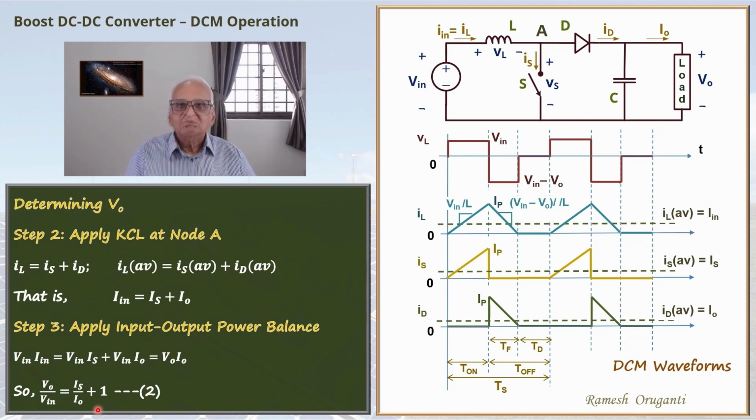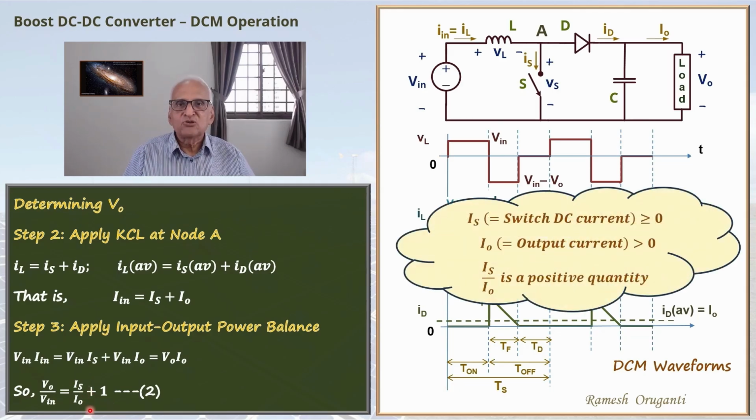Notice this equation. This equation is in an interesting form. It is 1 plus something. So we know that the minimum gain will be 1. When the switch current is 0, that means the switch is always off. Duty cycle is 0. The gain is going to be 1. Otherwise, the gain will be 1 plus IS by I naught ratio. The switch DC current divided by I naught, that will be the additional gain over 1.